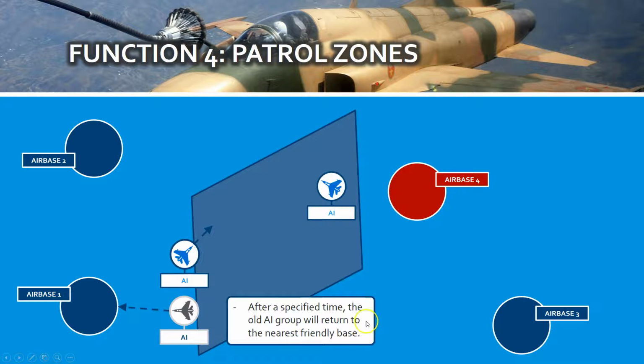And after a specific time, so once the new AI has arrived at the patrol zone, then the old AI will fly back to the airbase for landing. Actually, the nearest friendly airbase that will be. So what this means is that you have continuity within your patrol zone. Both the fuel threshold and the time that it will wait in the zone are specified by parameters on a method.